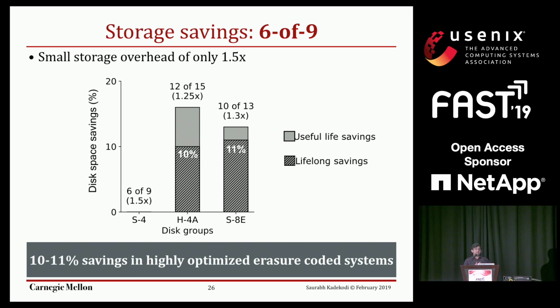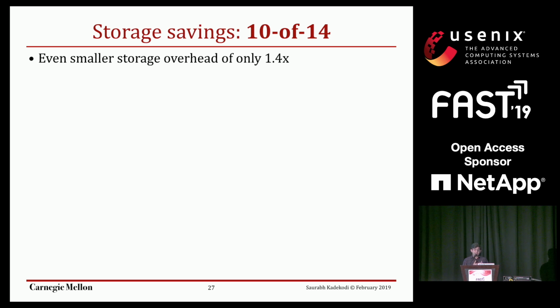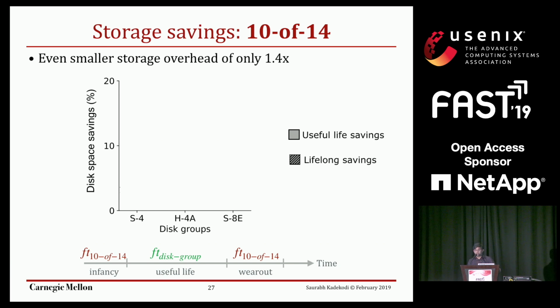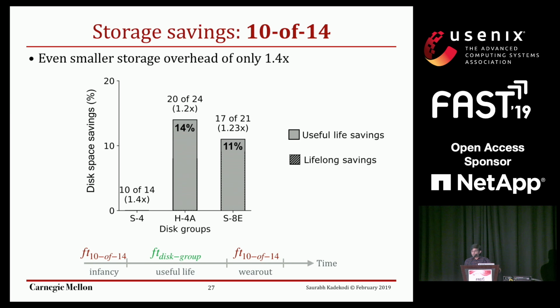And even when we employed a default fault tolerance scheme that was as aggressive as 6 of 9, we could get an overall benefit of 10 to 11%. Similarly, if we go even more aggressive by having a 10 of 14 erasure coding scheme, which has only 1.4x storage overhead, we see that H4A disks can employ a 20 of 24 code, and S8E disks can employ a 17 of 21 code, leading to a 14% and 11% useful life benefit, respectively, and an overall benefit between 8 to 9%.